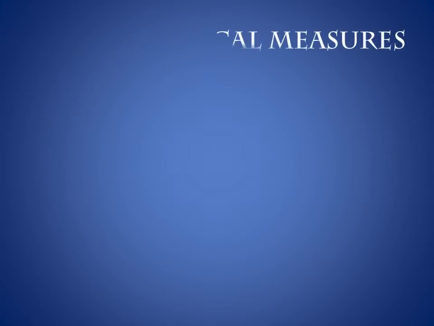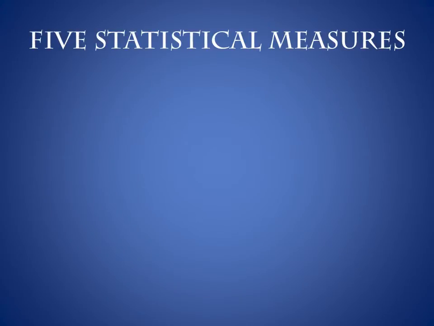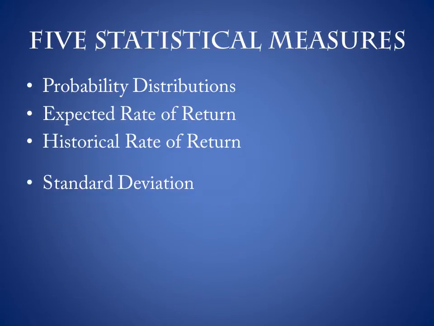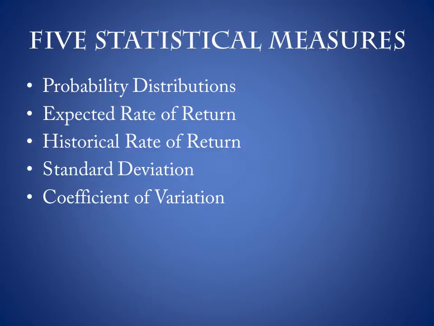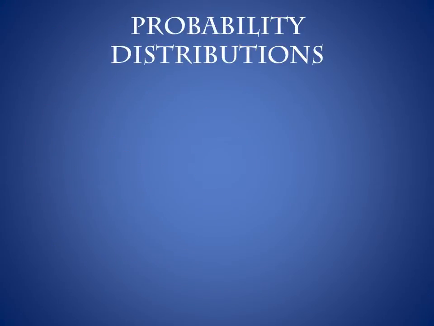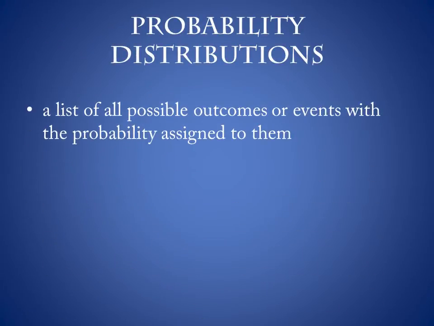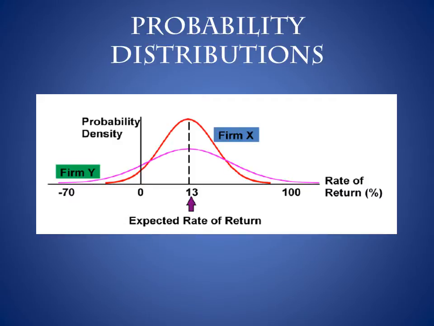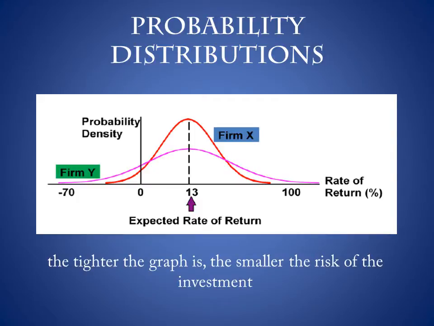There are 5 statistical measures of standalone risk, and these are probability distributions, expected rate of return, historical rate of return, standard deviation, and coefficient of variation. But what are these? Let's begin with probability distributions. This is a list of all possible outcomes or events with the probability assigned to them. It is graphed this way. Take note that the tighter the graph is, the smaller the risk of the investment.